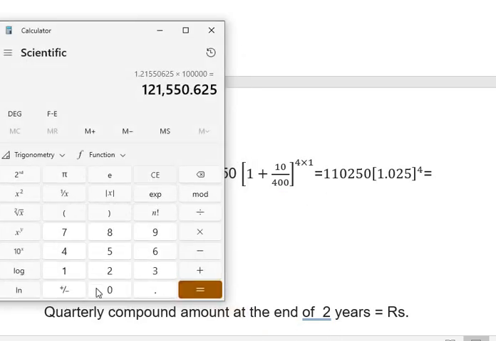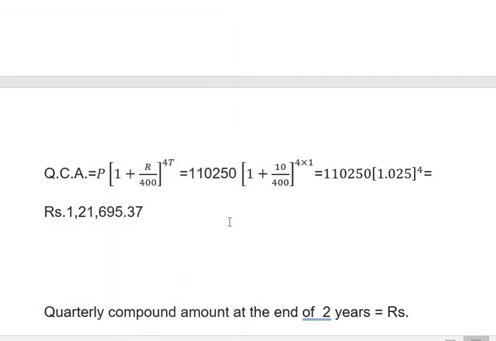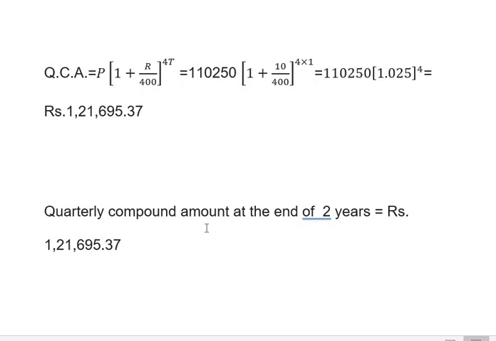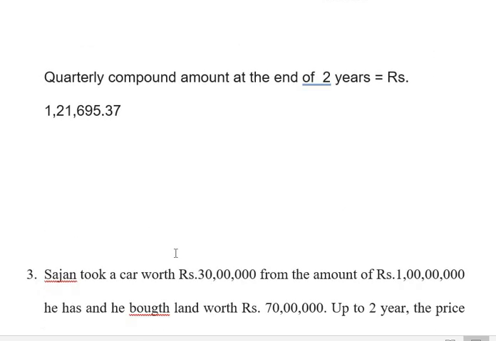Now 10 by 400, plus 1, and the power is 4. Now multiply by 1,10,250. So the amount is 1,21,695 rupees 37 paisa. So the quarterly compound amount at the end of 2 years equals 1,21,695 rupees 37 paisa.